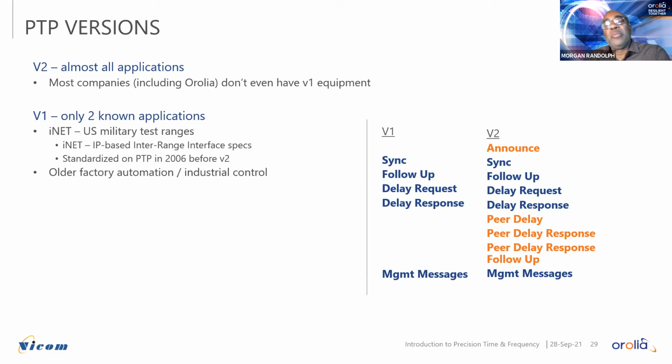The difference between the 2 protocols is that in V1 you see the sync, follow-up, delay request, delay response, and the management message. In V2, you've got more packets providing more information. So you've got an announce message, you've got the sync still, the follow-up and the delay request and the delay response still, but then they've added a peer delay, the peer delay response, and then the follow-up message, and then you still have the management messages.